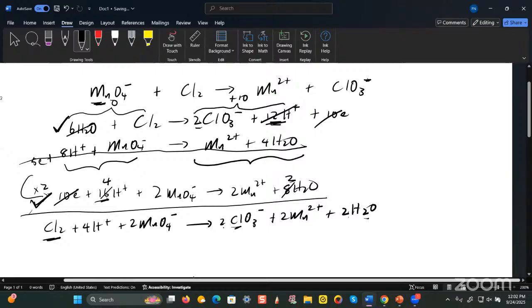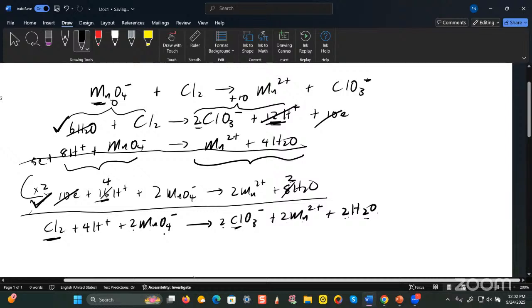Then we look at the manganese. We have 2 manganese here, 2 manganese. So that's balanced. And then we have a total of 2 times 4, 8 oxygens on the left. On the right side, we have 2 times 3, 6, plus 2, 8 oxygens. So the oxygens are balanced.